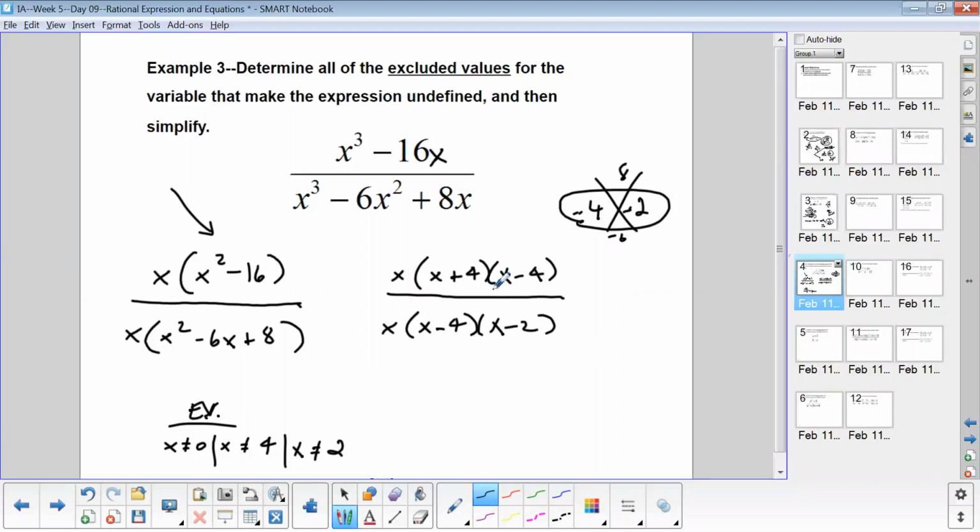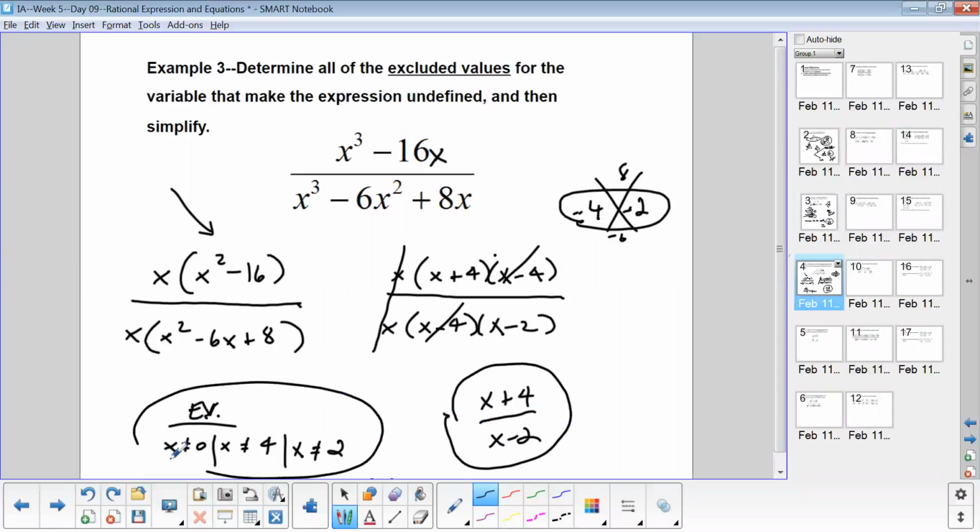Now, coming back here, now that I've stated the excluded values, I can go ahead and simplify, and these will divide, and these will divide. So what I'm left with is x plus 4 divided by x minus 2 as my simplified form, and these would be my excluded values.